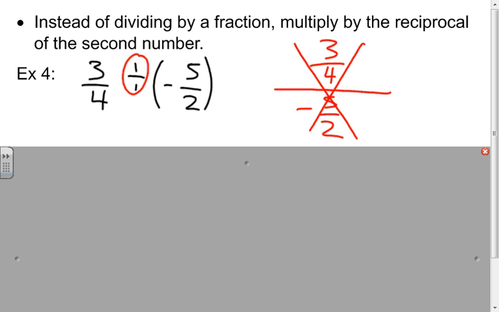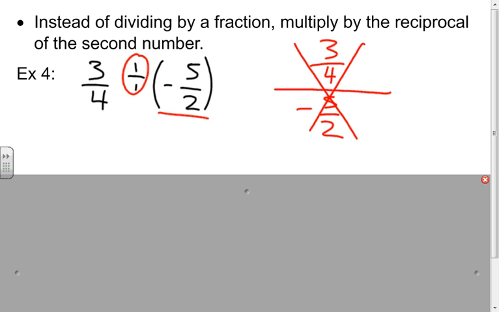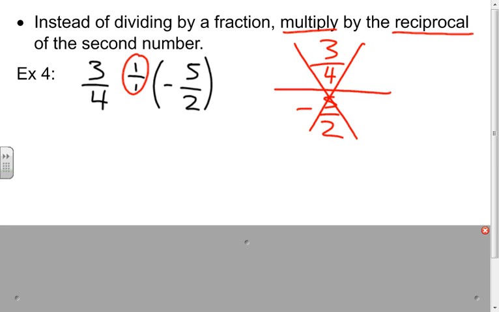Instead of dividing by a fraction, what we do instead is multiply by the reciprocal of the second number. The first number stays the same. The second number flips over. So 3/4, and instead of division, we're going to multiply the reciprocal of the second number. So take the second number and flip it over. Instead of 5 on the top and 2 on the bottom, it's -2/5.